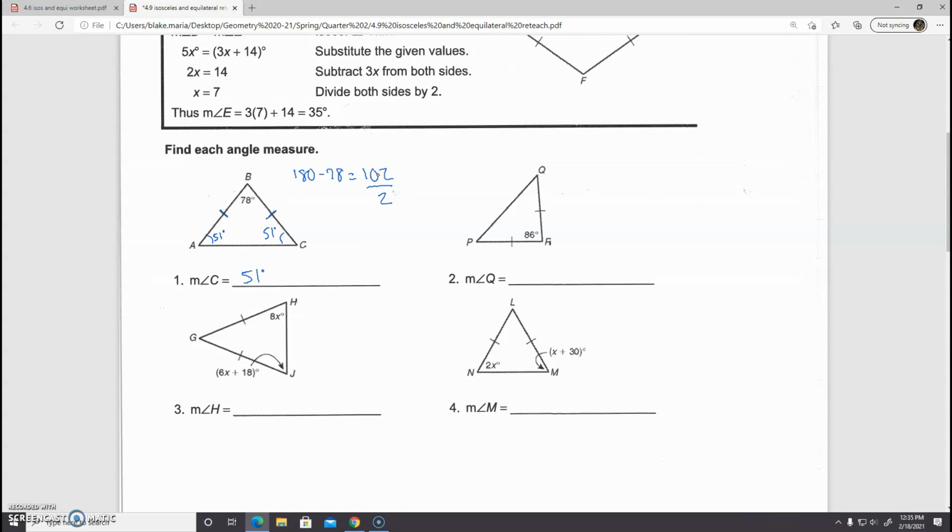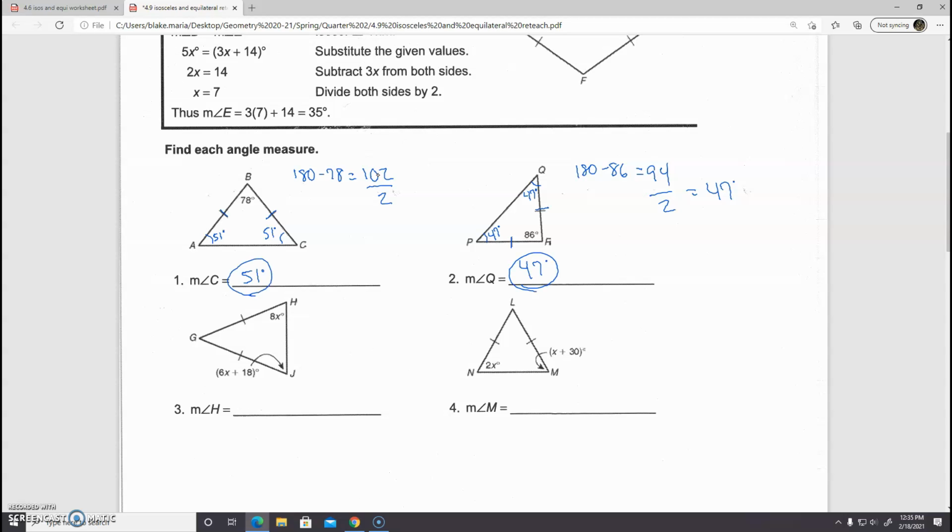Let's look at the next one. Same concept. These two sides are equal, travel across. These two angles should be equal, right? So we have 180 degrees, subtract out the 86 that we already used, and we get 94 degrees. And then remember, you want to split it between two equal angles. So each one is 47 degrees. So angle P is 47 degrees, and angle Q is 47 degrees. And that's what they asked for.